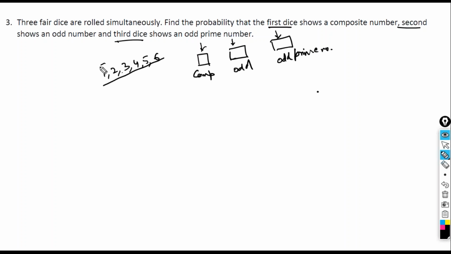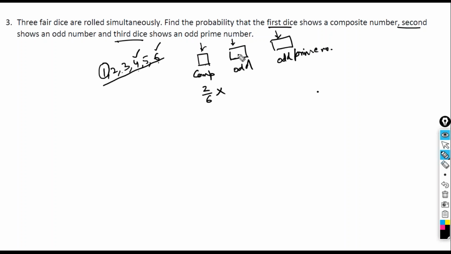Okay, please bear in mind that 1 is neither prime nor composite, right? So there are only two composite numbers, which are 4 and 6. So on the first dice, my favorable cases are these two out of 6. So the required probability is 2 by 6.